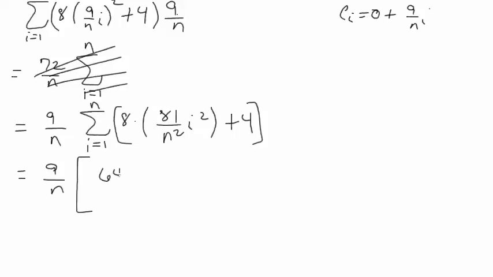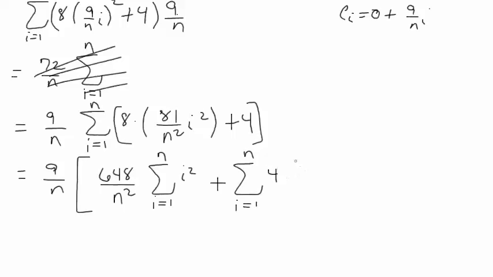So 648 over n squared, right? And then we have the summation of i going from 1 to n of i squared. Okay, we can do that. Plus, now, we'll go ahead and do this. So i is equal to 1 to n, and then this is just the constant 4 here. Okay, so hopefully you follow me so far.